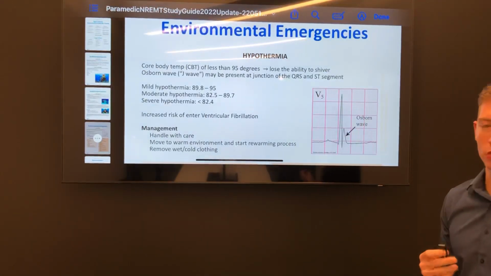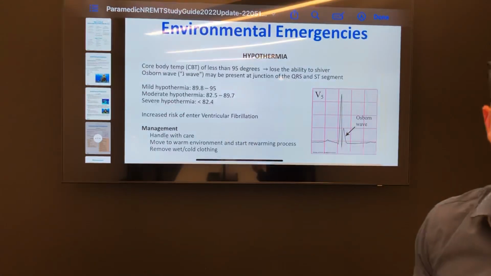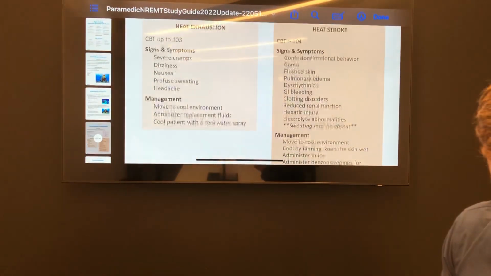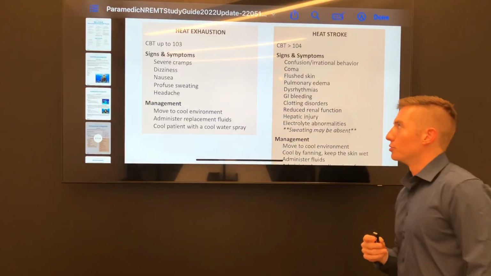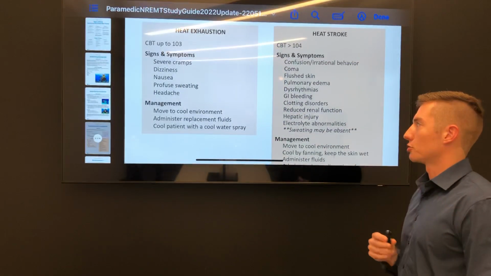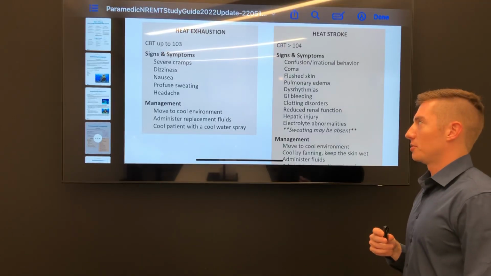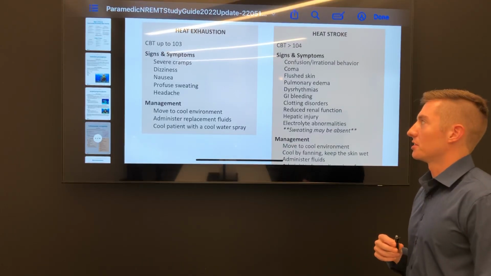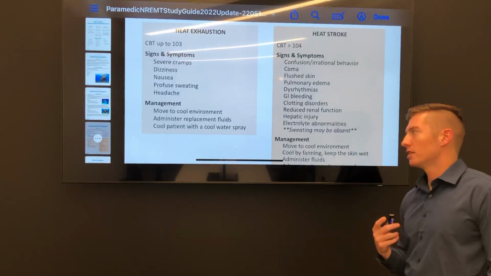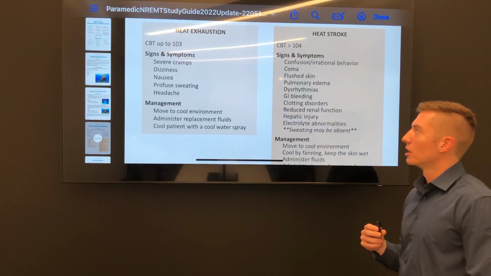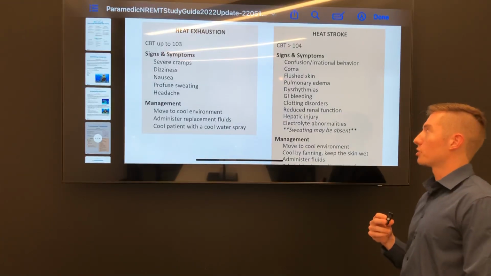Remove all wet and cold clothing. We want to stop the cold from happening before we start the warm. Heat exhaustion. CBT, up to 103, central body temperature. Signs and symptoms, you're going to have severe cramps, dizziness, nausea, profuse sweating, headache. Management, we want to move to a cool environment, administer replacement fluids, cool patient with cool water spray.